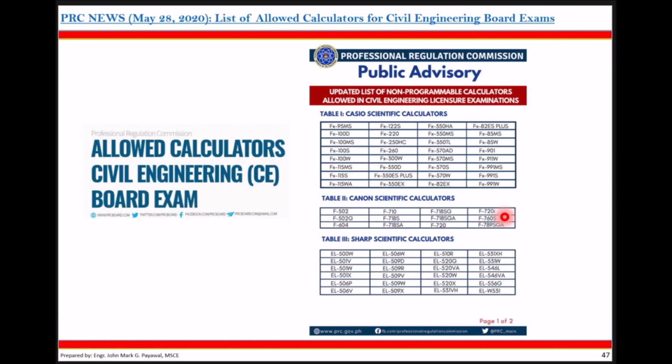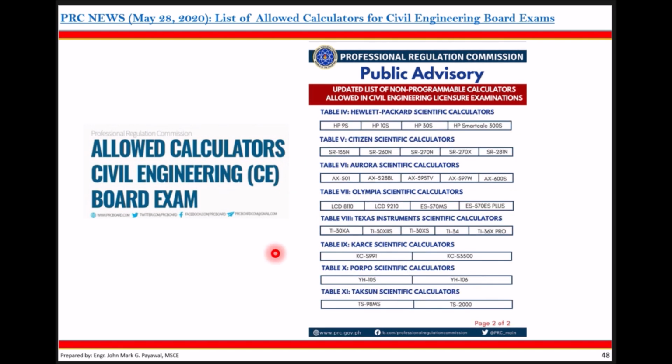Before we begin the discussion, I just want to remind you that as of May 28, 2020, there's a new list of the allowed calculators for civil engineering, and there are many types. There are Casio, Canon, Sharp, and other calculators that you could use or familiarize yourself with. In the board exam, you will not really adjust so much. So a good tip is that you have to be friends with your calculator.